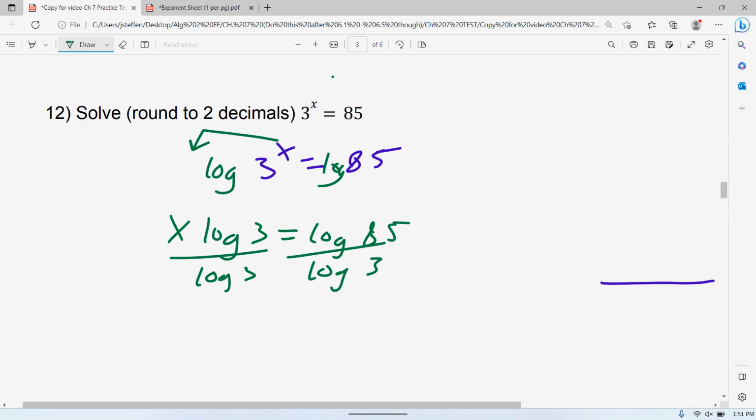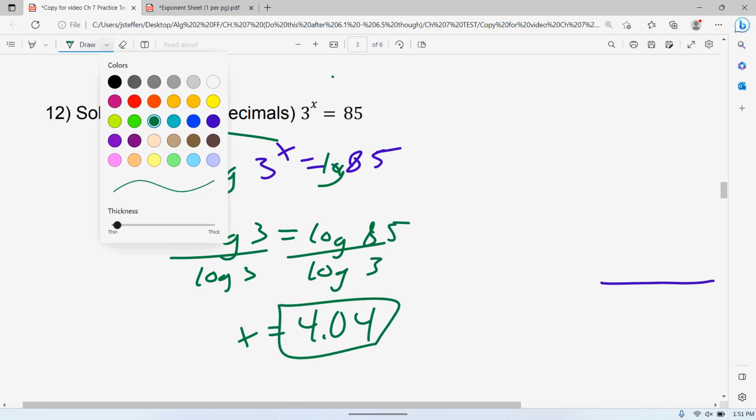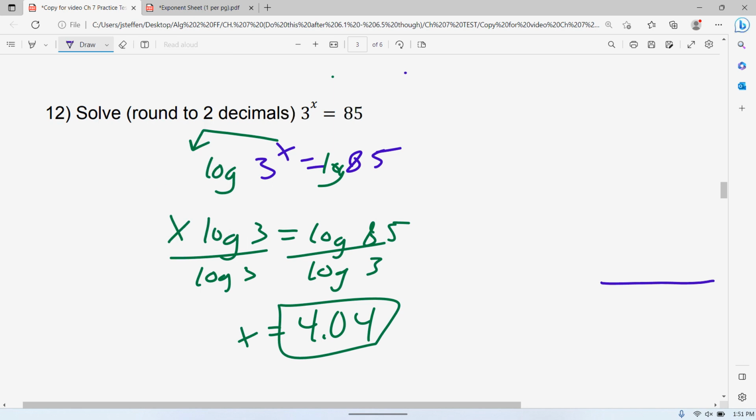Log of 85 divided by log of 3 is 4.04. X is equal to... Now I will say, when you type this in your calculator, if you write it as a fraction in your calculator, it's going to be different, but I always use it as division. So for me, when I put that in my calculator, it says log, and right when I hit the log button, it puts in this parenthesis, and then you put in 85. You have to put this other parenthesis before you hit the division sign. Divided by the log of 3.